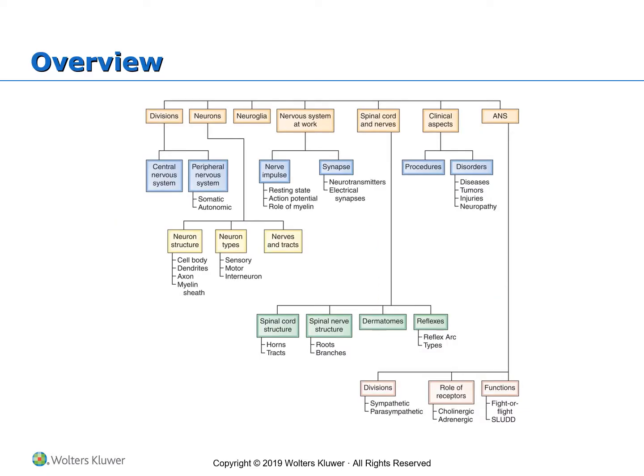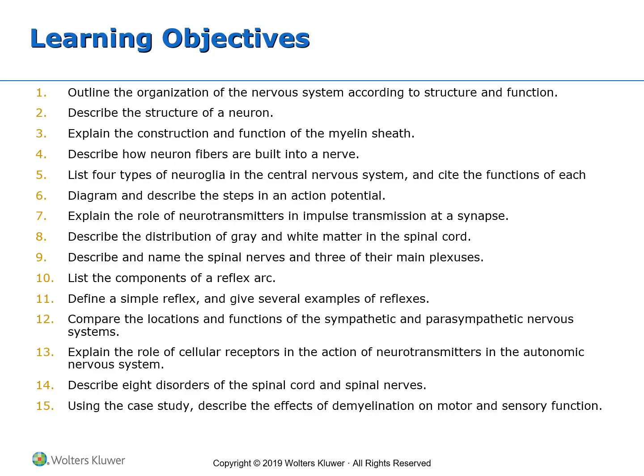The overview of this lecture will discuss divisions of the nervous system, including the central and peripheral nervous system. We'll describe neurons and neuroglia. We'll look at the nervous system at work. We'll describe the spinal cord and nerves, and we'll give an overview of clinical aspects. This slide is summarizing the learning objectives for this lecture.